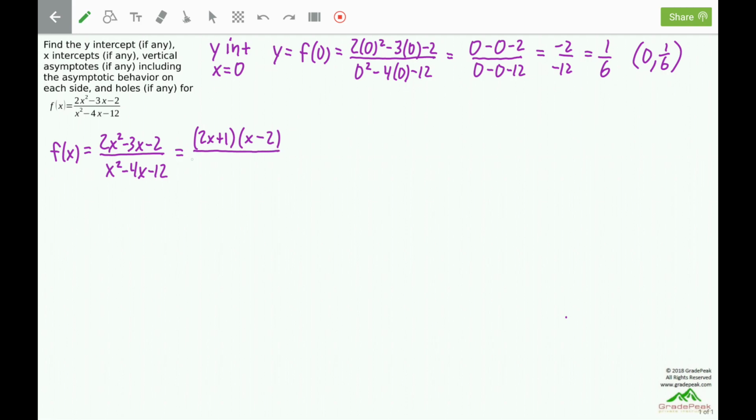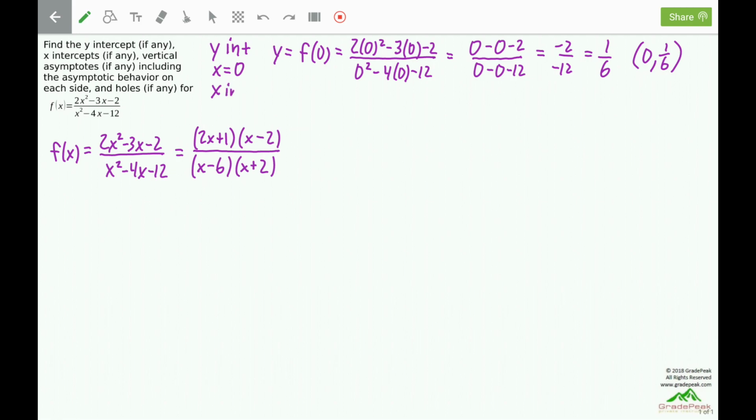In the denominator, also a trinomial quadratic. It's just x squared, so it will just be x and x. We need two numbers to multiply to be a negative 12 and add to be a negative 4. A negative 6 and a positive 2. Take care of that. We now want to cancel any factors that are common in the numerator and denominator. We don't have any common factors, so nothing will cancel.